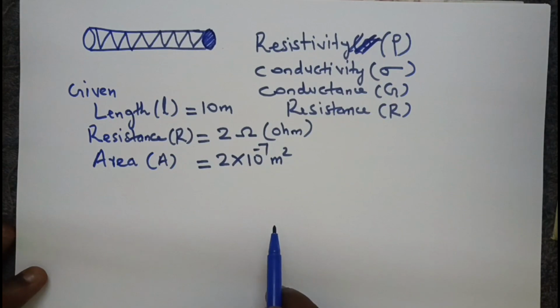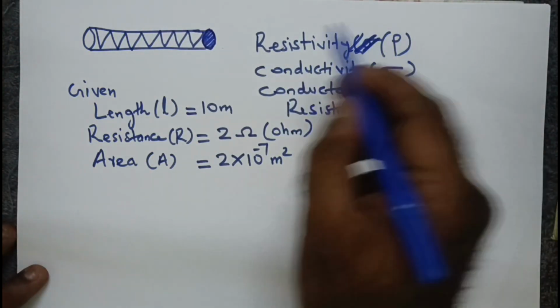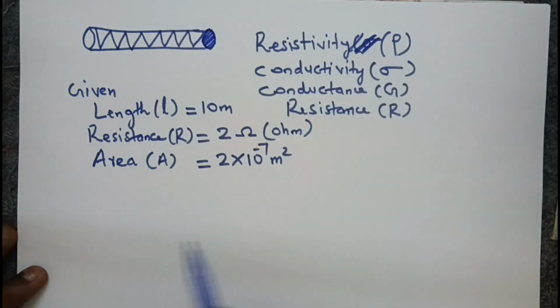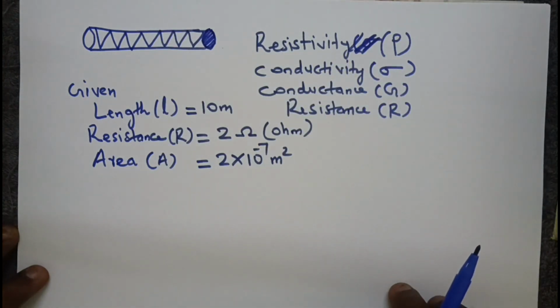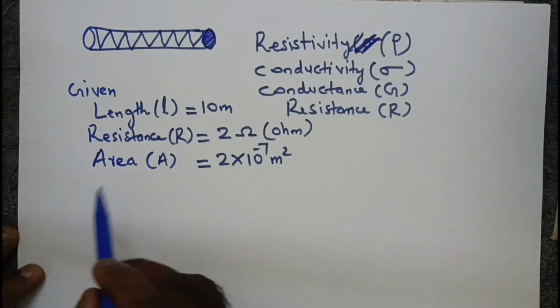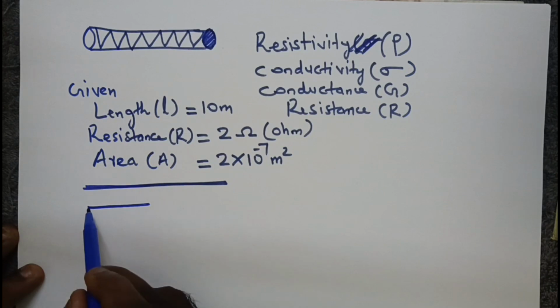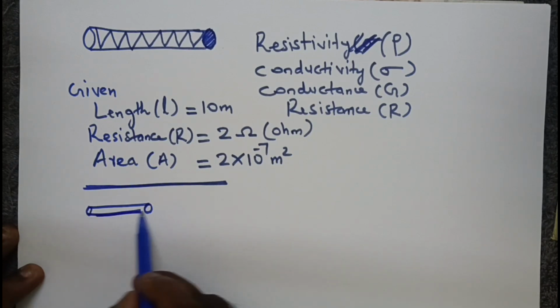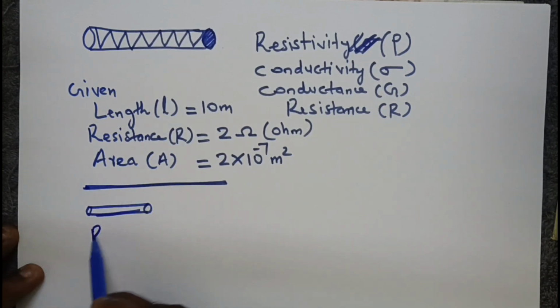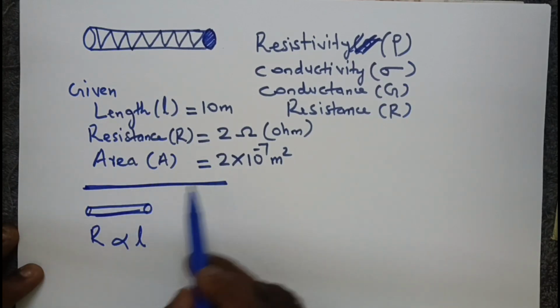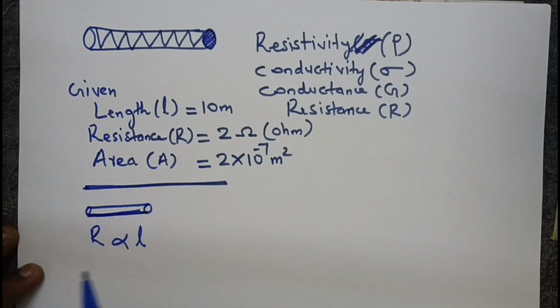Now first we must know the formula for finding the value of these quantities. For that I wish you to revisit the explanation on resistance that I have given just now. We know, see, this is a conductor and this is another conductor. We know resistance is directly proportional to length. As the length increases, resistance increases. As the length decreases, resistance decreases.